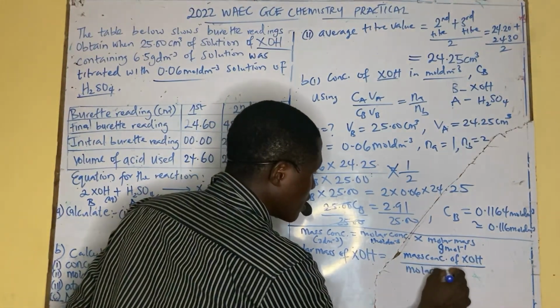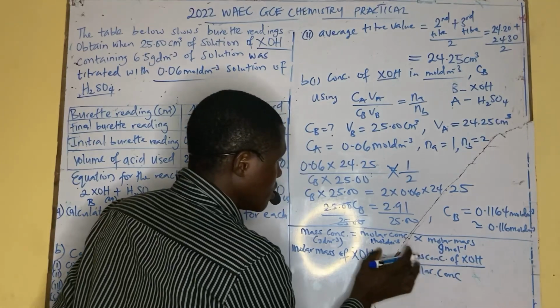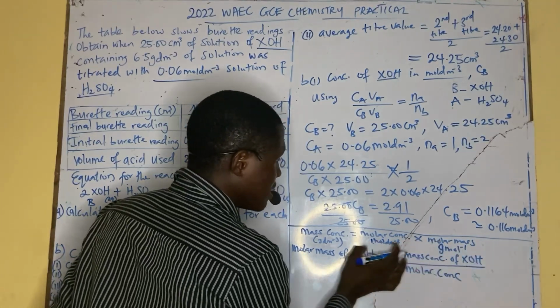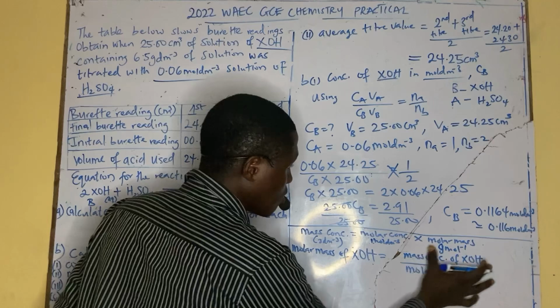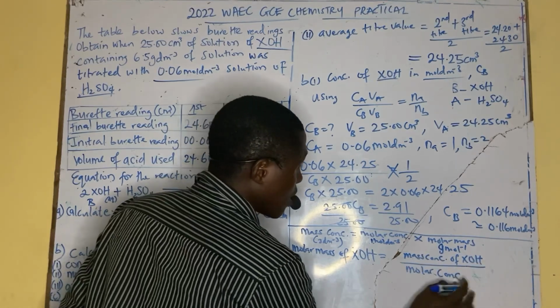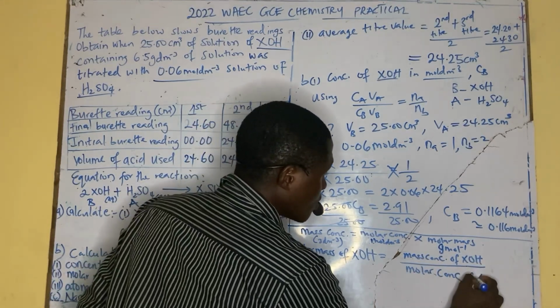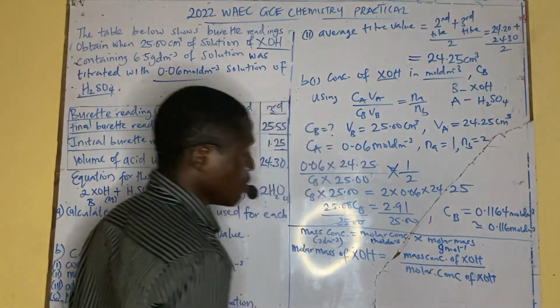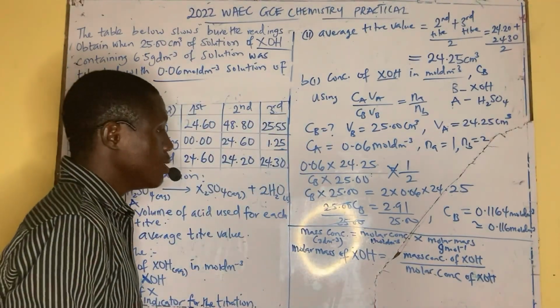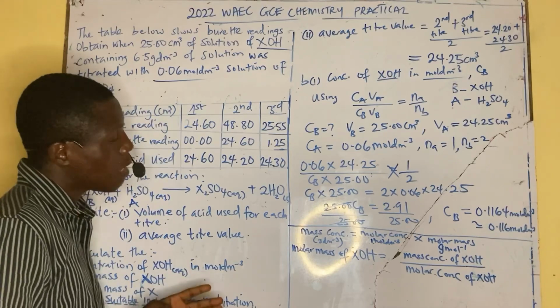Molar conc. So molar mass will be, by dividing both sides now, we have molar mass equals mass conc over molar conc of SOH. So now, with this, we can easily calculate our molar mass.